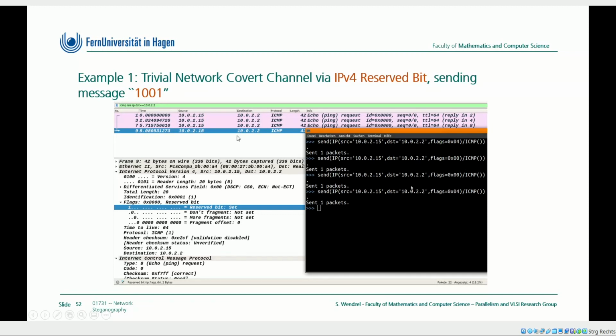And so we can see here that the forward packet, for instance, has the flags value 4. So the forward is set here, and the reserved bit is for this reason set. And a trivial covert channel would then alternate between zeros and ones.